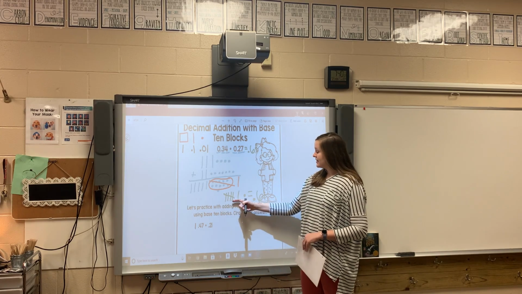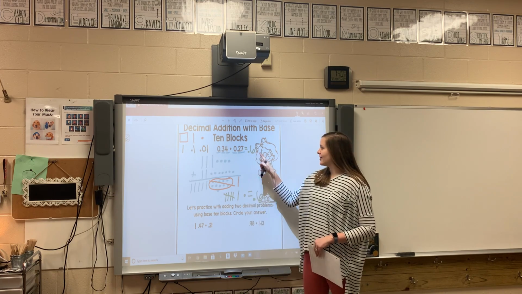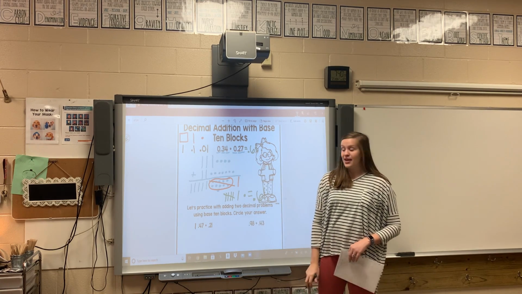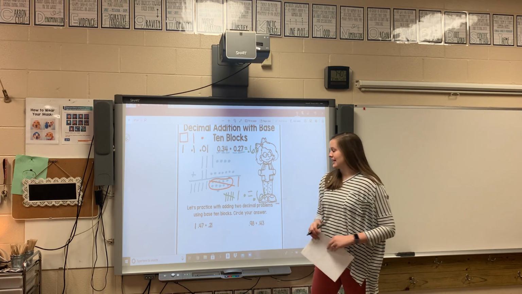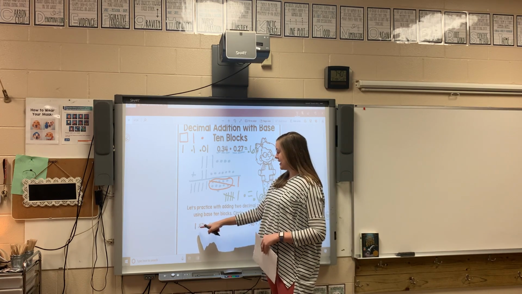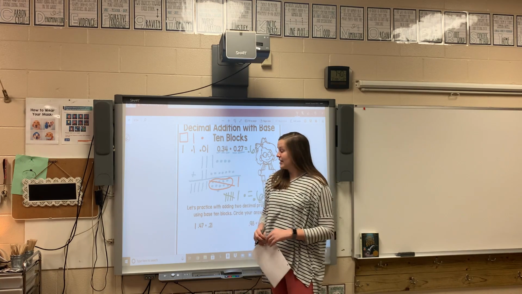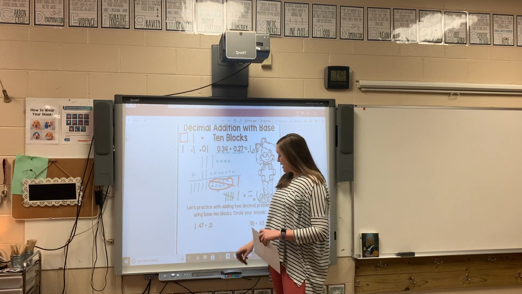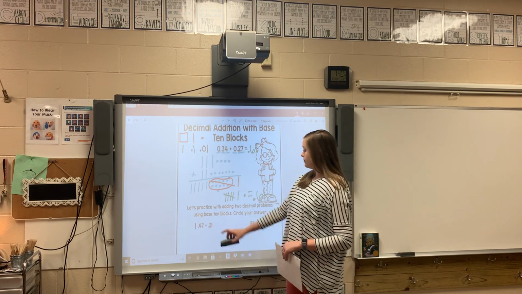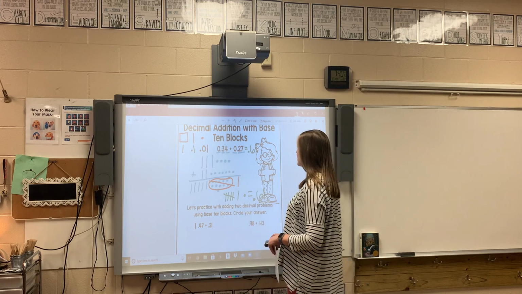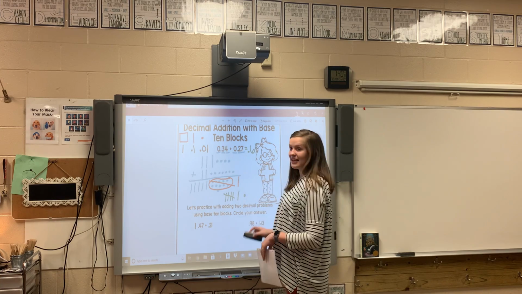I have 6 tenths and 1 hundredth. Okay, we're going to do one more together, and then we will move into subtracting. So we have 1 and 47 hundredths plus 21 hundredths. So first things first, I need to draw out my numbers in base 10 blocks, right? So I'm going to give you a second to do that yourself while I'm erasing this, and then we will jump right in.